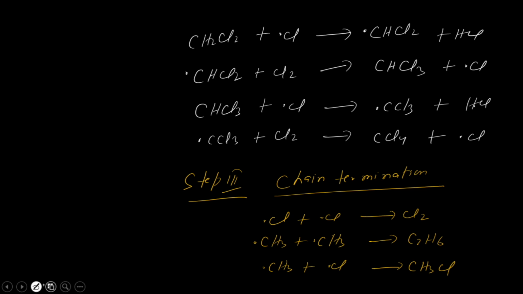Have you noticed one interesting thing? We are doing the chlorination of methane, but during the chlorination of methane we also formed ethane. Chlorination of methane forms ethane as a byproduct. This is very important, you should keep it in mind. What is formed as the byproduct during the chlorination of methane? Ethane. That's good.